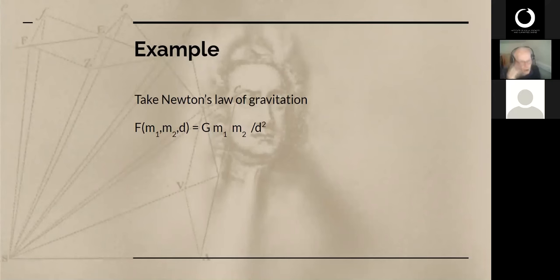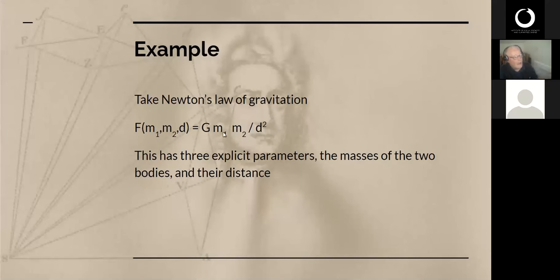And if we take Newton's law of gravitation, he's saying the force law is equal to taking the force, the change in the force which produces a change in momentum. It's the mass of body 1, the mass of body 2, and the distance between them. And it's equivalent to the gravitational constant, the product of 2 masses divided by the square of the distance. So that's a nice simple formula. It has 3 explicit parameters: the masses of the 2 bodies and their distance.